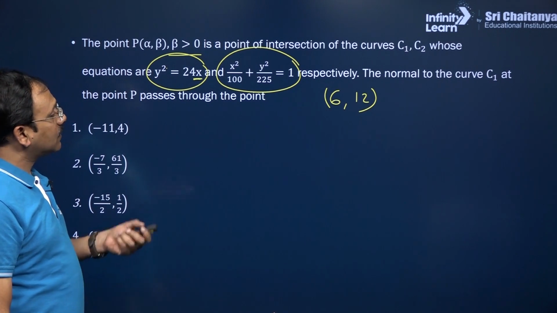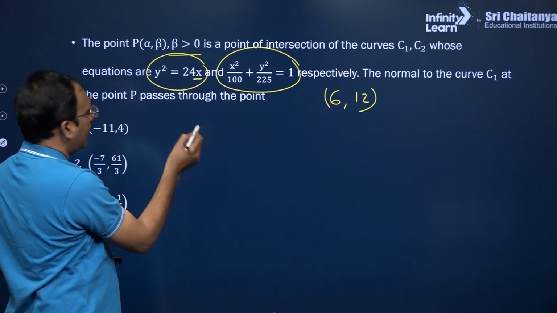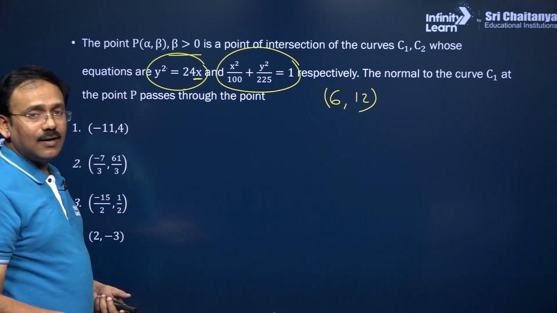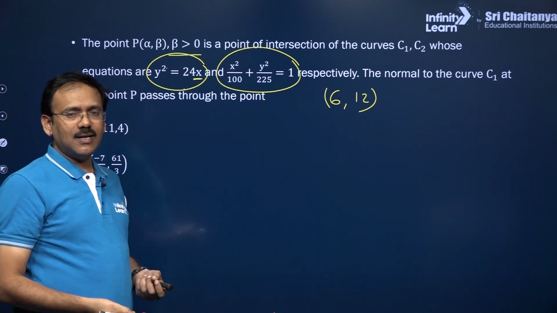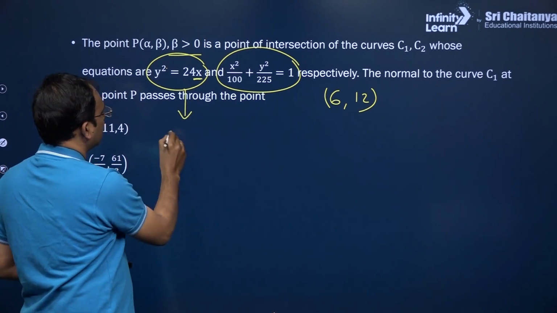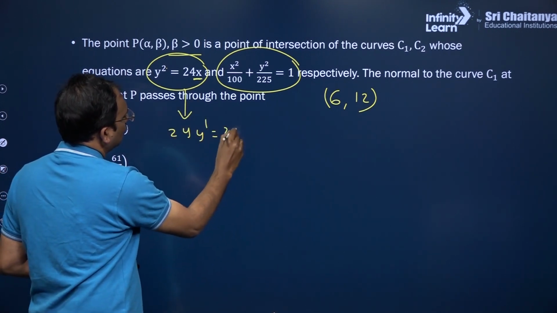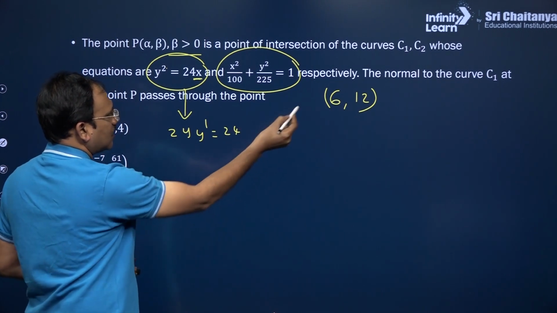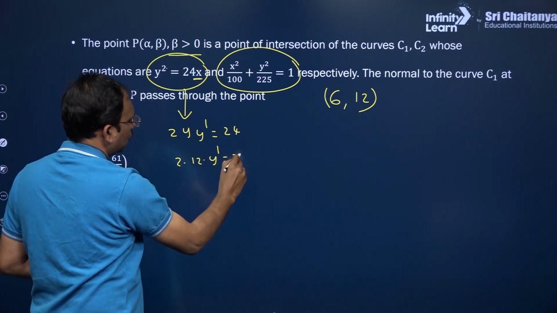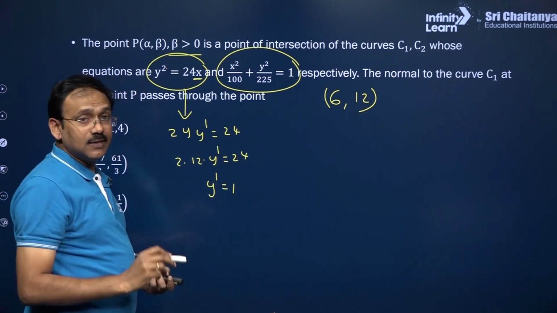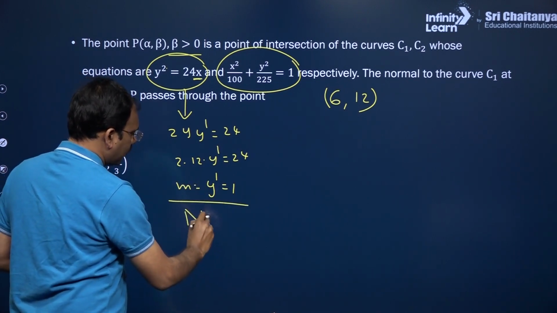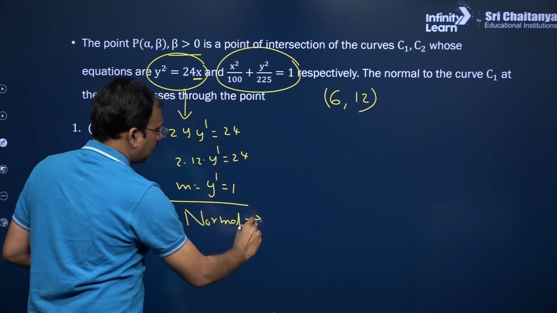After that, my dear friends, the normal to this particular curve at 6 comma 12 passes through. Here you can write the normal equation directly, or else what is the slope of the tangent? 2y y dash is equal to 24 is the slope of the tangent at the point 6 comma 12, means 2 into 12 into y dash is equal to 24, y dash is equal to 1. That means tangent slope is going to be 1, therefore normal slope is going to be minus 1.